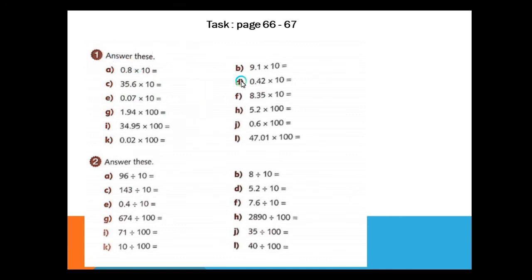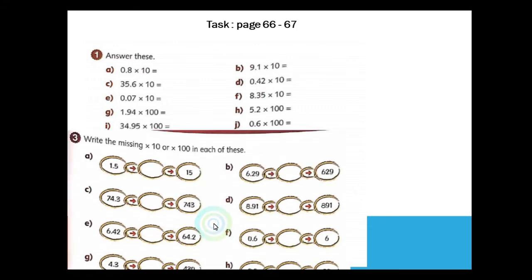Answer number 1 from A to L. And number 2 is the same thing. When you divide by 10 or you divide by 100, what are you going to get? And here is the example, the last example I showed. We're going to write the missing. Is it times 10 or times 100? So you're going to write it in this chain.